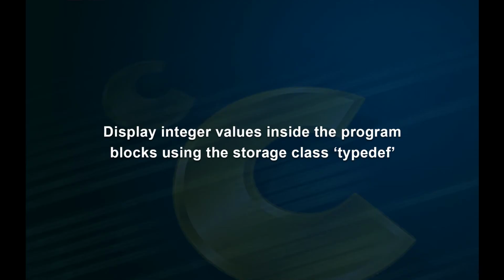The function fn prints value of a to be 2, since it is the middle block that passes the value to that function. Now, let us move to the next program. Display integer values inside the program blocks using the storage class typedef. Now, we move on to the storage class typedef, which is defined synonymous for an existing data type, so that it is easier to understand the variables in the source code.